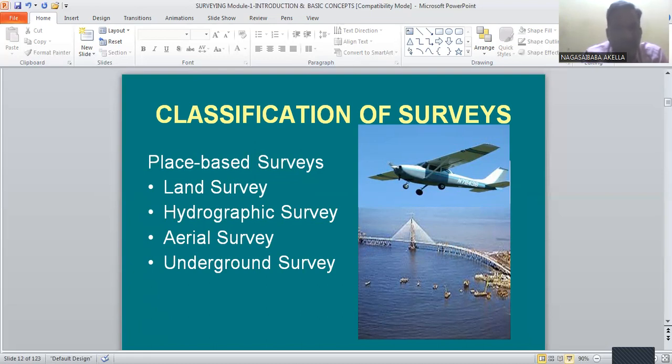Next, aerial survey. If you do survey in space, it comes under aerial survey. Underground survey: if you do survey below the ground level, like to explore the mineral wealth, like mine survey, it comes under underground survey.